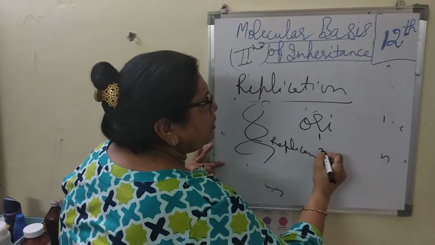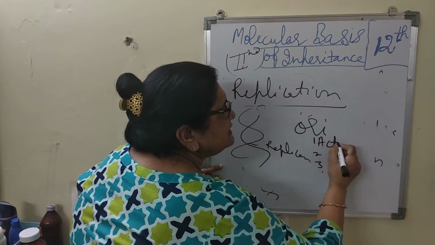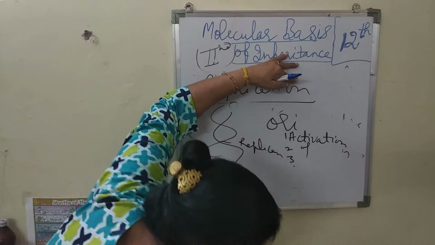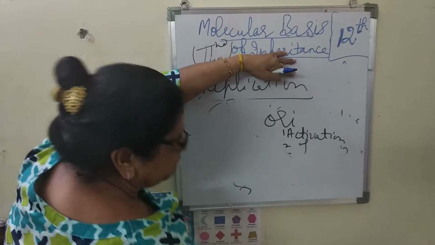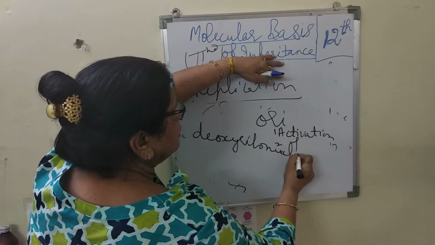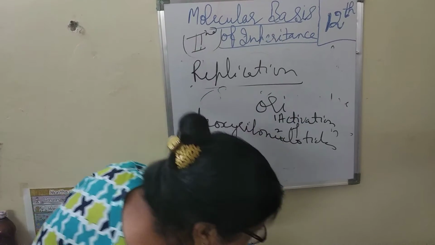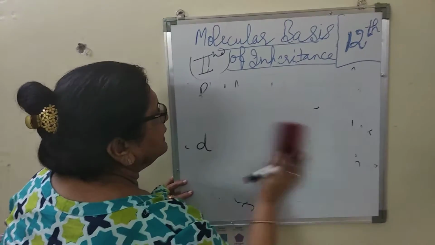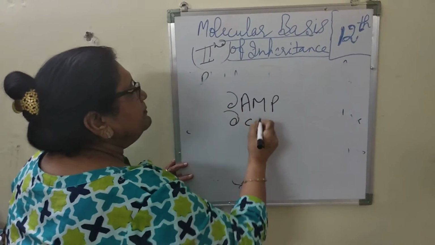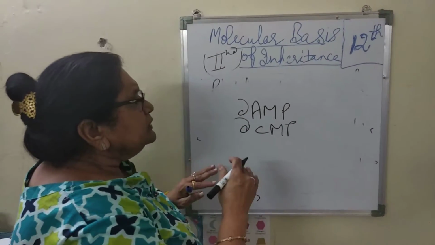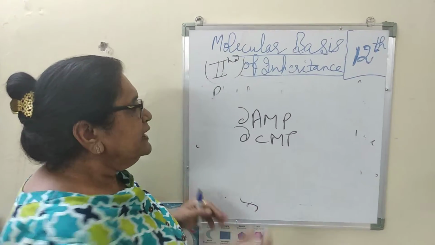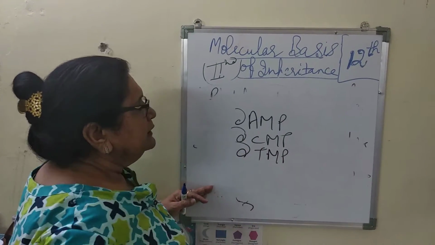So the various steps: first is activation of deoxyribonucleotides. They are freely present in the cytoplasm. They occur in the form of dAMP, dCMP, right? MP means monophosphate: adenine monophosphate, thymine monophosphate TMP, GMP.